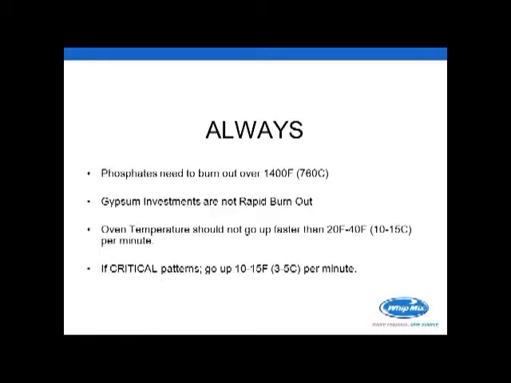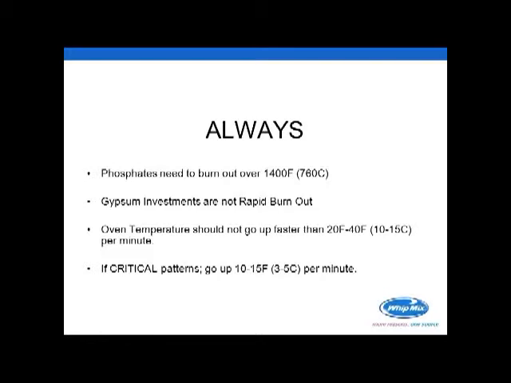All right, here's a few alwayses. Phosphates need to burn out over 1400 degrees. So even if you're using them for your type 3, type 4 gold alloys that are full cast alloys, you still want to burn out at 1400 degrees and then reduce the temperature to the casting temperature. They develop their greatest strength up and over 1400 degrees, and you need that.